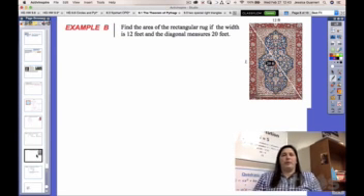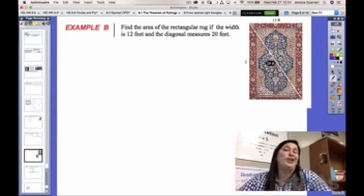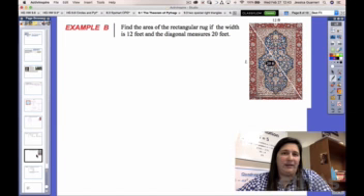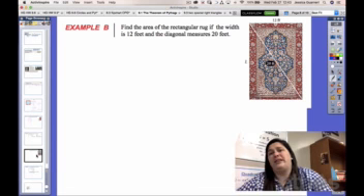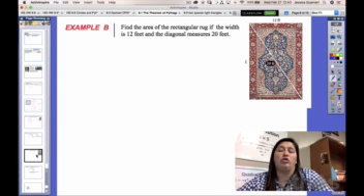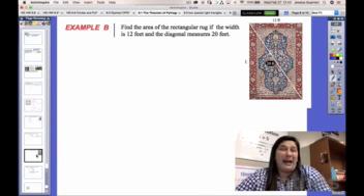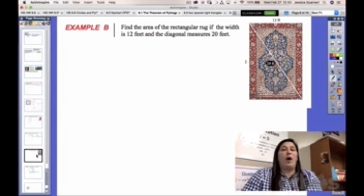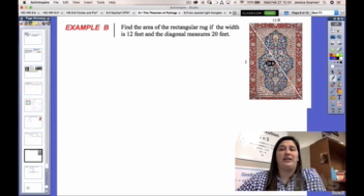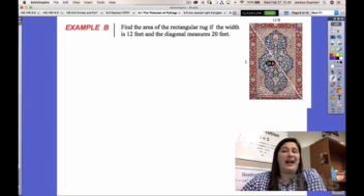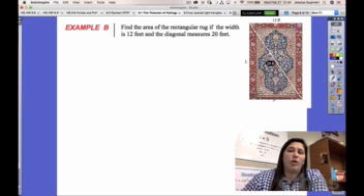All right, let's do the next problem. Find the area of the rectangular rug if the width is 12 feet and the diagonal measures 20 feet. Now we're dealing with something that's not even a triangle, it's a rectangle, but I want to use the diagonal. Because it's a rectangle, I know it's 90 degrees, and because it's 90 degrees, I know that I can use that particular diagonal in order to use the Pythagorean theorem. So if that's 12 feet, this is 12 feet as well. That's the definition of a rectangle. So again, it's all about placement.